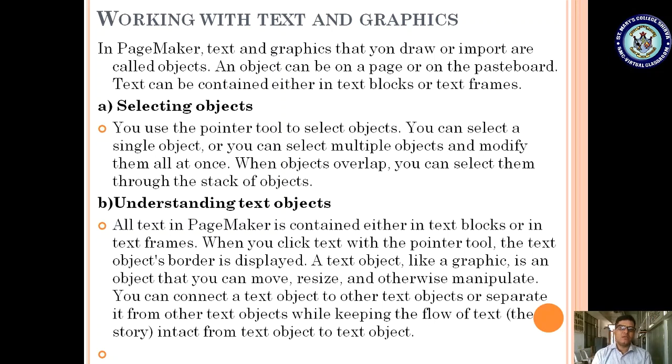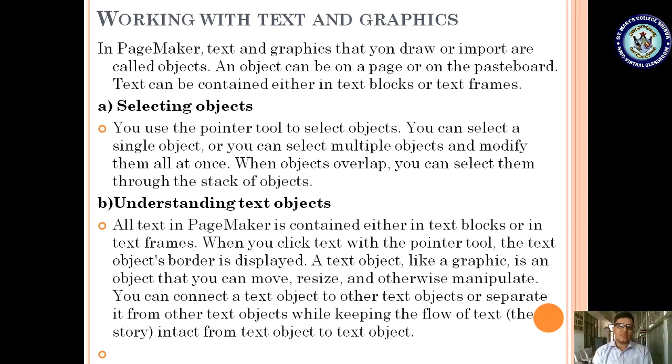Let us see the first one, selecting objects. Now we are going to learn how to select an object. You use the pointer tool to select objects. By using the pointer tool we can select any object, whatever text we have placed. If you want to select it, you are supposed to use the pointer tool.